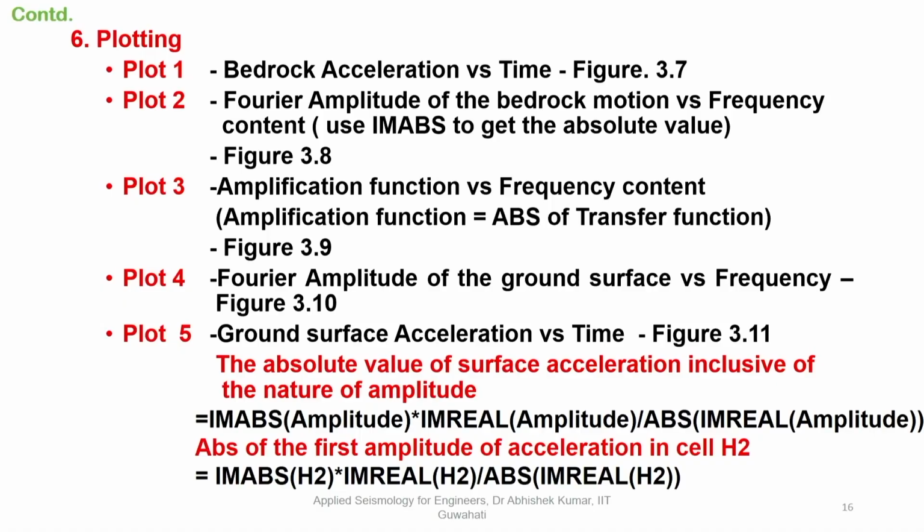Some typical outputs which are given over here are bedrock acceleration versus time, which was the input taken from the 1985 Chile earthquake, then the Fourier plot of that particular motion, then amplification versus frequency content or the transfer function values over the entire frequency range, then Fourier amplitude at the ground surface, and then acceleration time history at the ground surface. All these processes have also been shown in terms of these plots, which are given over here.